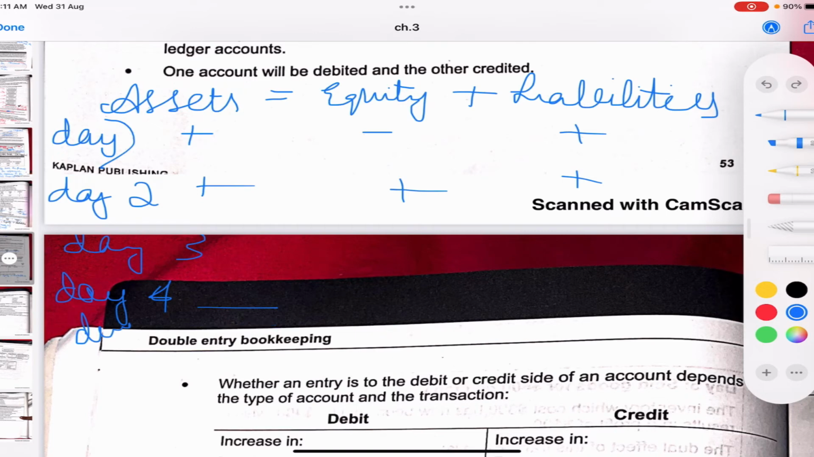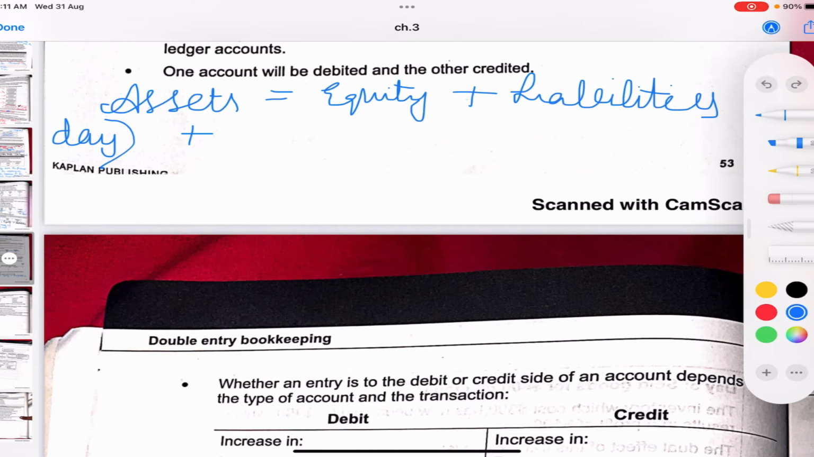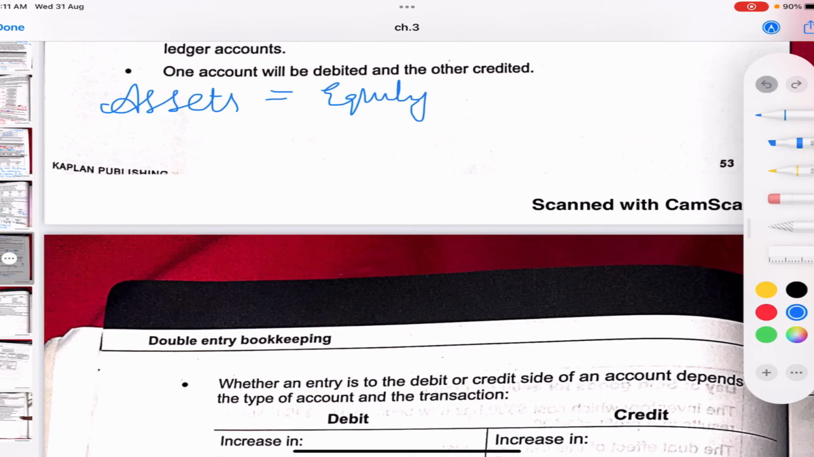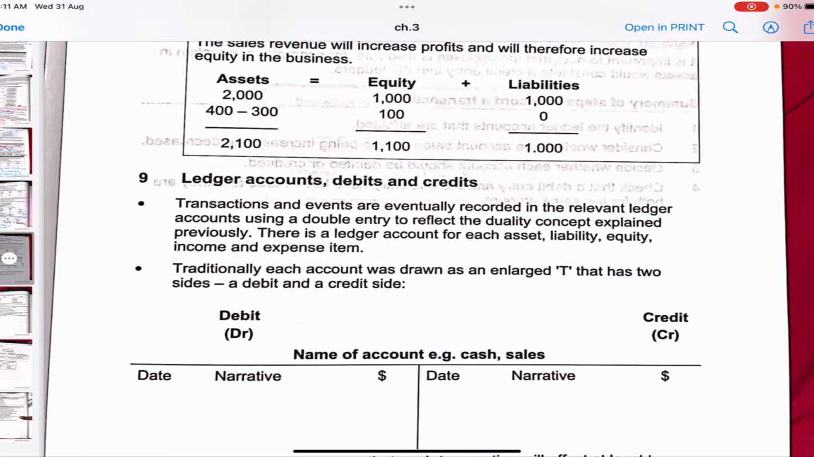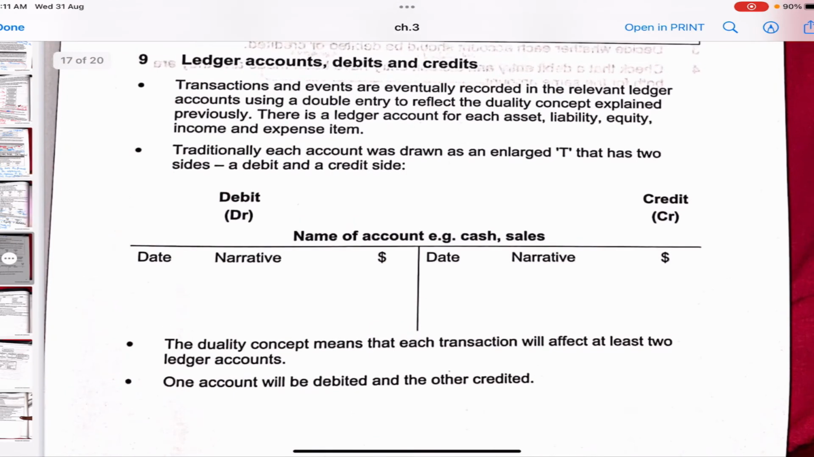Okay, so we are done with illustration 3. Now let's move on to the ledger accounts, debit and credits. So now we come to the ledger accounts. So what are ledger accounts? You know that after making a journal, you make the ledger account. A ledger account is nothing but just a form of journal only. Whatever you write in the journal is put up in the ledger, right? So now let's see how that works.